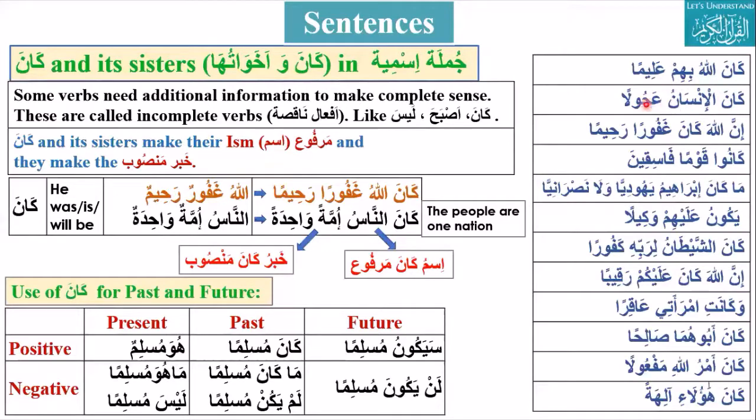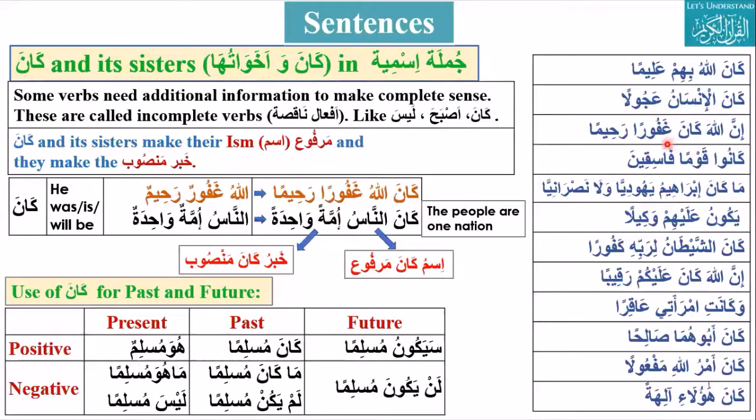Kana al-insanu ajula. Kana means what? He was. Insan, the people. Ajula. Ajula is ujlat, you know, ujlat is used in Urdu also. Hasty. Ajula, hasty. So how would you translate? The people are hasty.